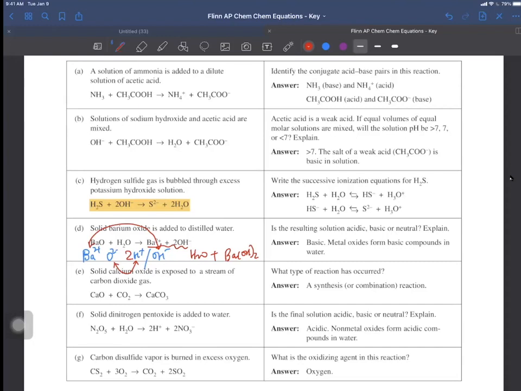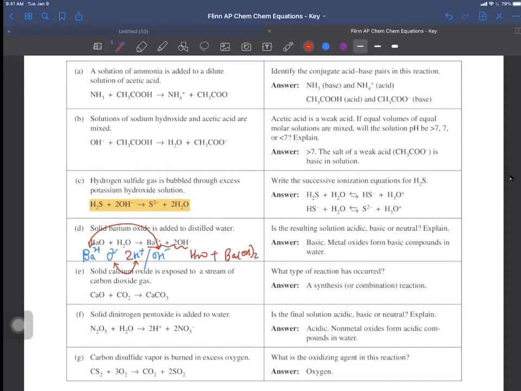Okay, let's have a look at it. I have a question. What's successive ionization equation? Successive means step by step. So what's the successive ionization equation for H2S? For hydrogen sulfide.